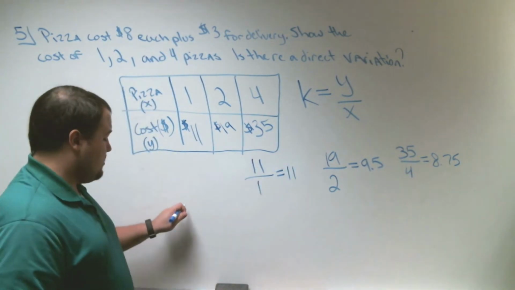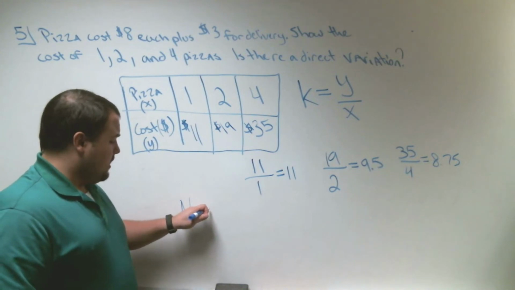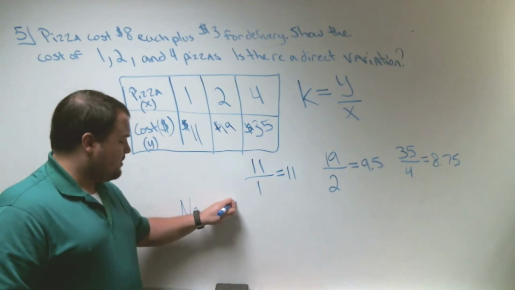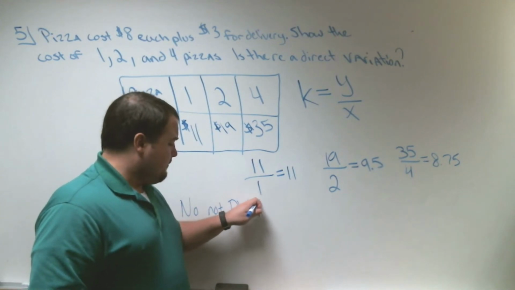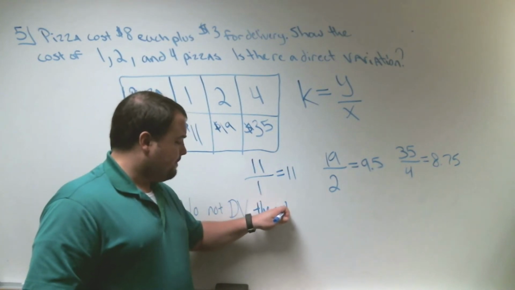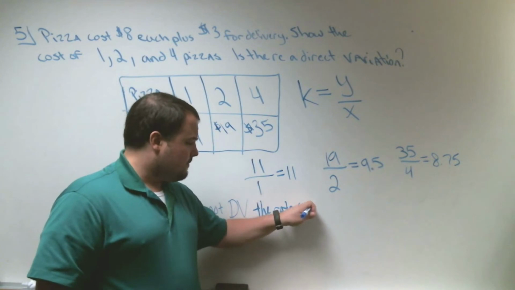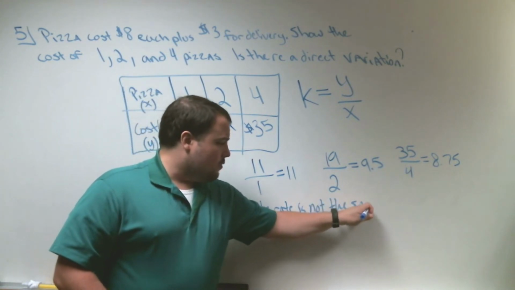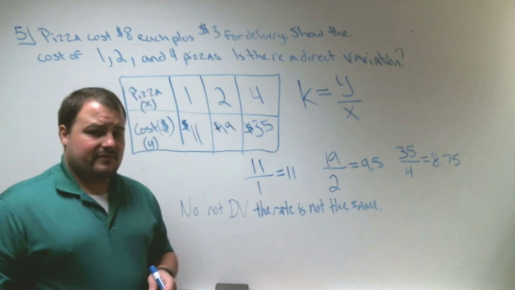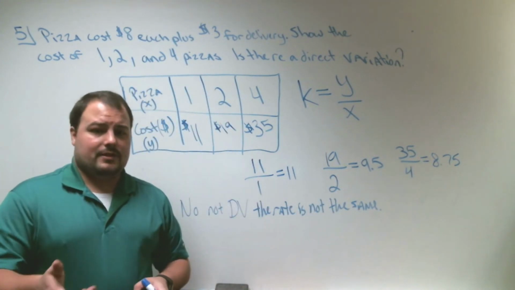So looking at these three different numbers, we can see that this is not a direct variation because the rate is not the same. So we'd say, no, it's not. I'm just going to go ahead and use dV for direct variation and say the rate is not the same. In order to be a direct variation, we have to have the same rate. And that's really it for this part.